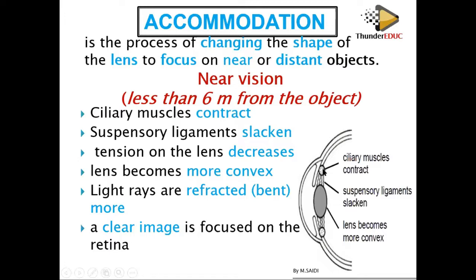From there, now you can start: the ciliary muscles contract, the suspensory ligament becomes slackened. When it slackens, the tension on the lens decreases, the lens becomes more convex, and then the refracting power increases, light rays are bent to the retina more, and a clear image is focused on the retina. That's how you can try to explain that.